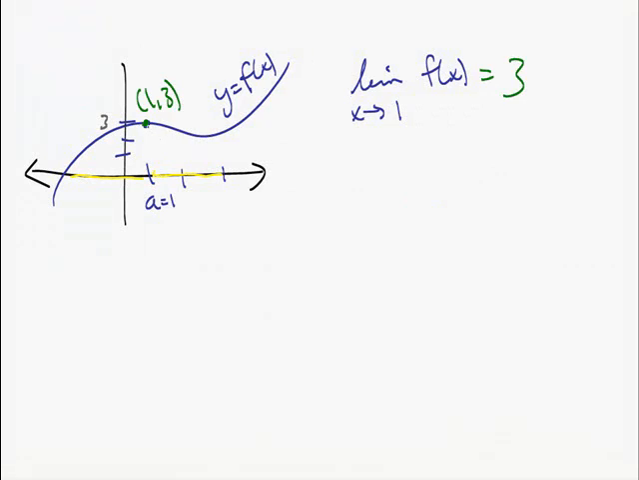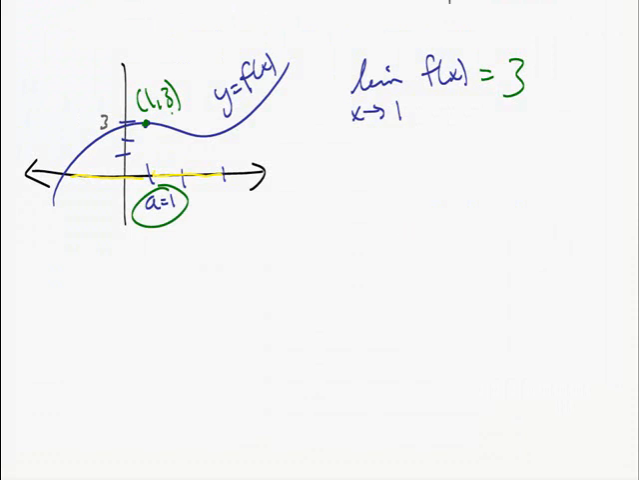So we have the point 1 comma 3 on our graph. If the function is continuous at that point where x is equal to a, then the limit of the function as x approaches a is going to be equal to the function value. In other words, if the function goes through the point and it's continuous, with no holes or gaps, then the limit of the function as it approaches that x value, in this case a equals 1, will be equal to the function value at that point. But it doesn't have to be the case.